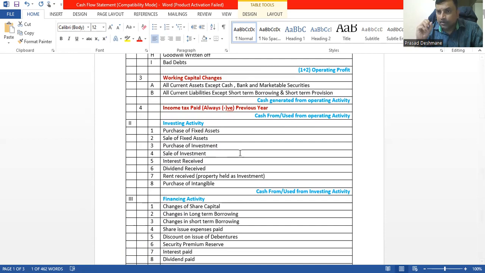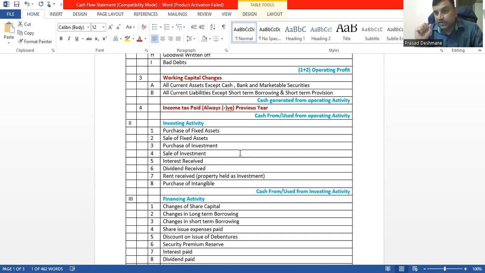So now interest received, dividend received, and rent received, why are they part of investing activity? Because interest we receive on what? When we put an FD in a bank, that is the investment. Or dividend we receive on what? When we buy shares of another company, we get a dividend. So all these are connected. So interest received, dividend received is an investment only. That's why it's a part of investing activity. And rent received also, because I clearly mentioned property held as investment. And then the purchase of intangible asset. Clear? So this is the investing activity.